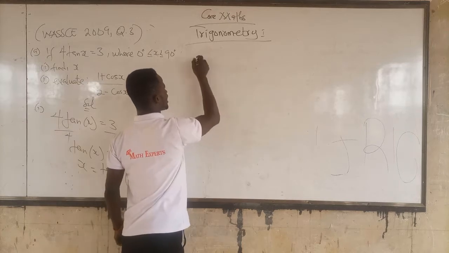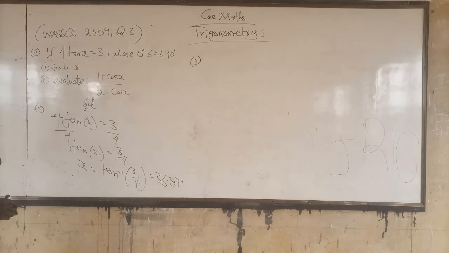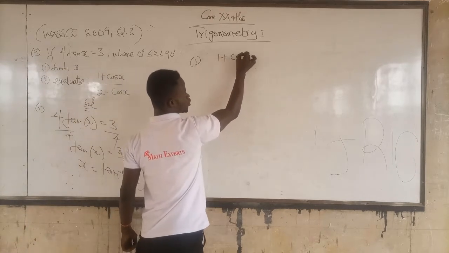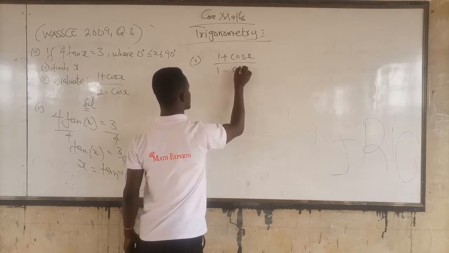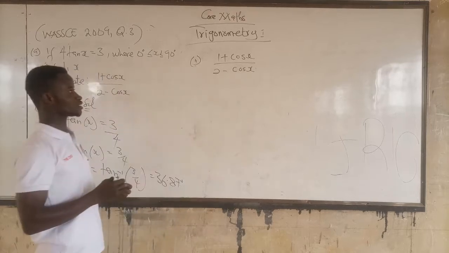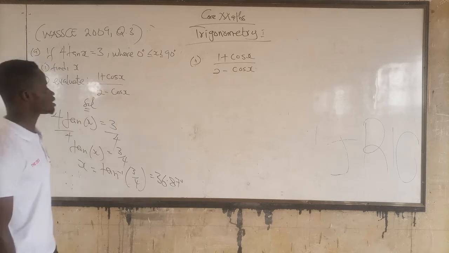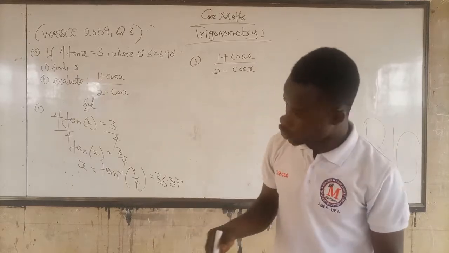The II is not difficult. You have to evaluate 1 plus cos x over 2 minus cos x. Alright, so if you have a question like this, it's not difficult. In mathematics, we work from known to unknown.